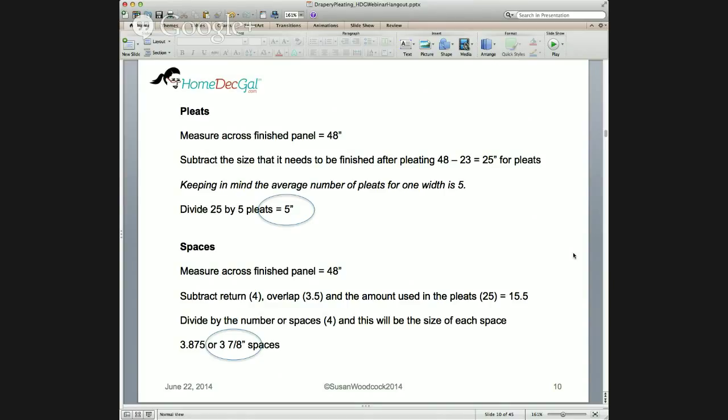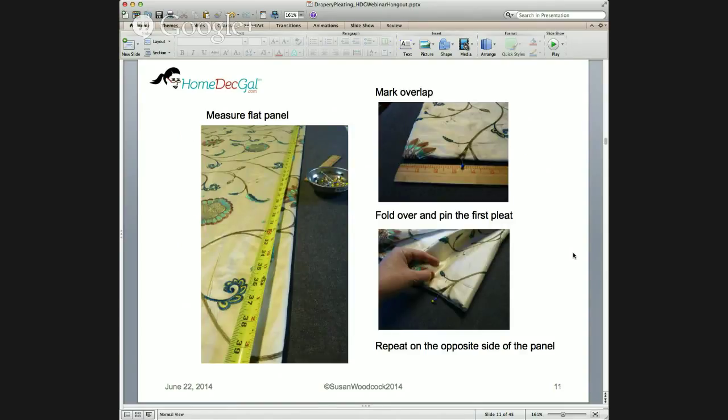So remember I said, generally, guidelines, you want about a 4-inch space, and generally 5 pleats about 5 to 6 inches. So this is perfect. We're done. Let's go pleat the drapery. So I'm just going to show you quickly how to fold in and pin the pleats and spaces, and then we'll go back to figuring a little more complicated drapery panels that have seams.